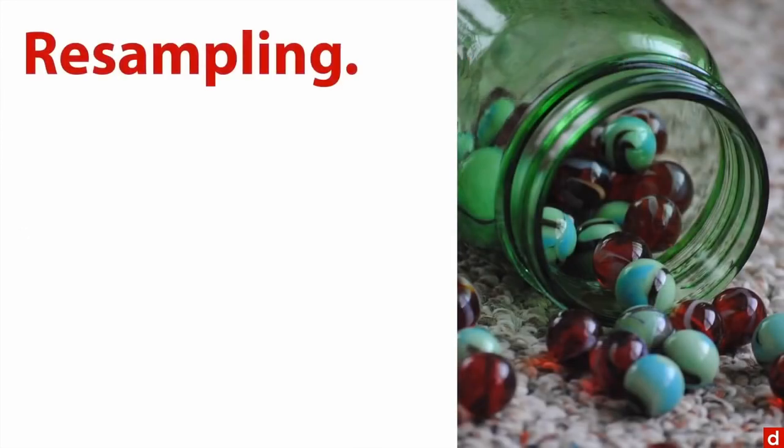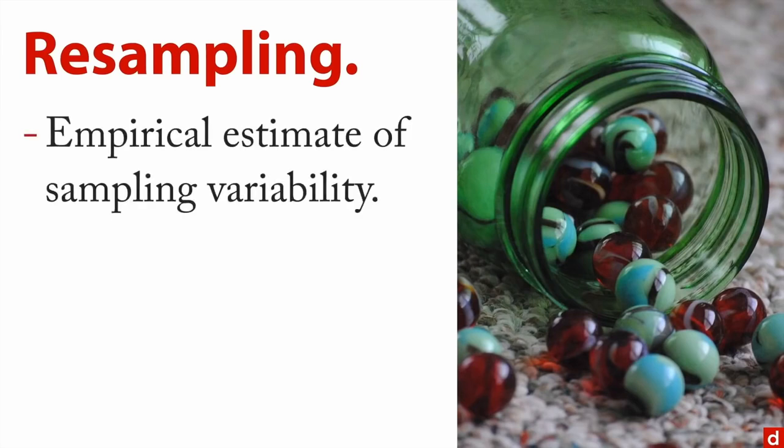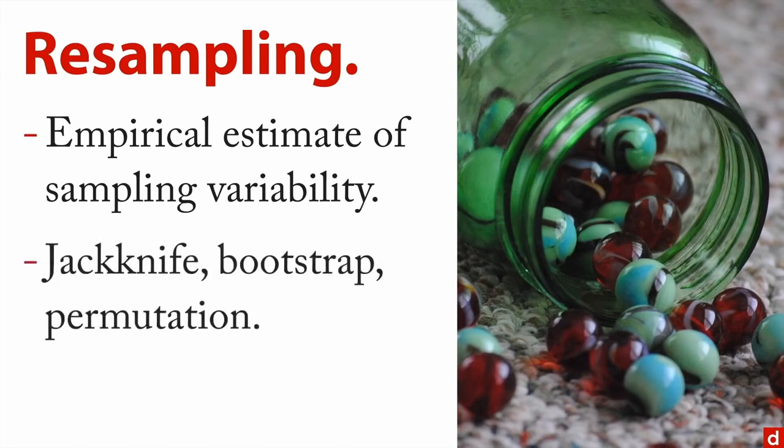Next is the principle of resampling. That's like pulling marbles repeatedly out of a jar, counting the colors, putting them back in and trying again. That's an empirical estimate of sampling variability. So sometimes you get 20% red marbles, sometimes you get 30, sometimes you get 22, and so on. There are several versions of this. They go by the names the jackknife, the bootstrap, and the permutation. And the basic principle of resampling is also key to the process of cross-validation. I'll have more to say about validation later.